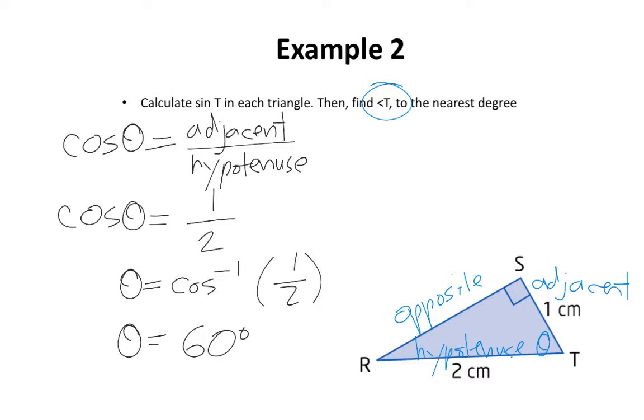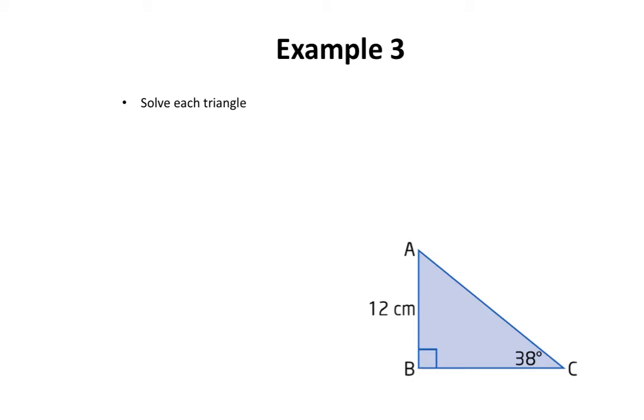Therefore, angle t to the nearest degree is 60 degrees. In our last example, we want to solve each triangle, which means we want to figure out the side lengths as well as the interior angles. Let's begin with the simplest thing.